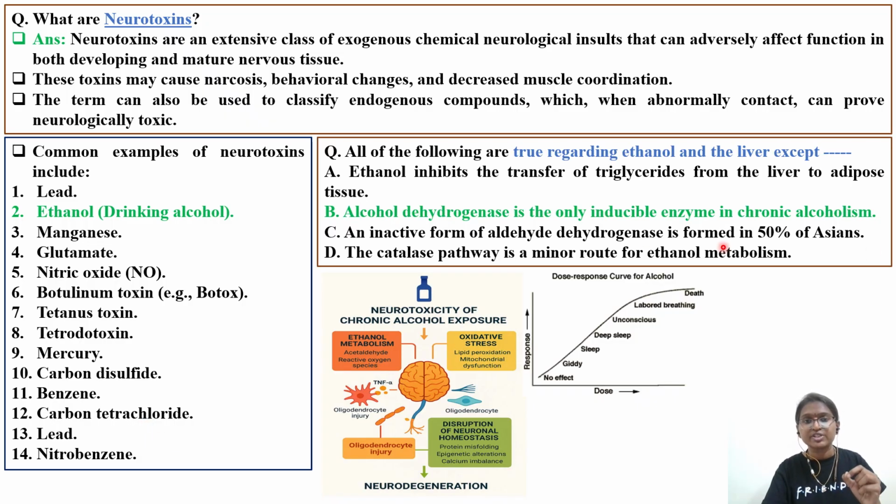Okay, so one more question we will see. All of the following are true regarding ethanol and the liver except. So, alcohol dehydrogenase is the only inducible enzyme in chronic alcoholism. Wrong, because in alcohol metabolism we have three different enzymes. One is the CYP enzyme, CYP2E1 will be involved. Another is the catalase enzyme, and alcohol dehydrogenase will be involved. That is the reason only alcohol dehydrogenase is not the right option.